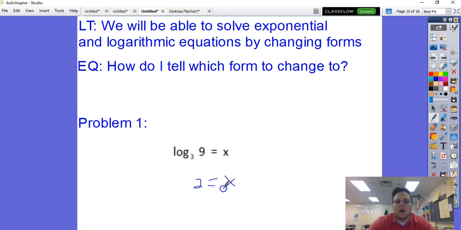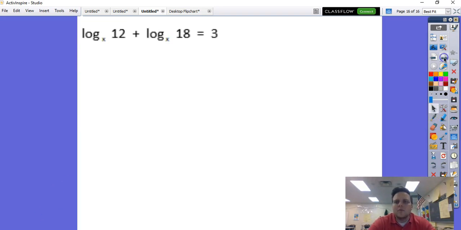So the reason I did this problem first is I wanted you to see that sometimes I don't need to change forms, okay? But there will be times that I do need to change forms, and our next example is a case for that. So here we have our next example. Log base x of 12 plus log base x of 18 equals 3. So you'll notice that both of these x's are trapped in a log, but that's convenient because it gives both of these logs the same base. That means that since I have two logs with the same base, I can make one log.